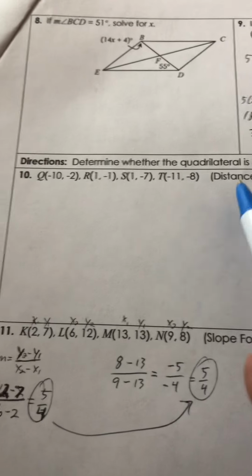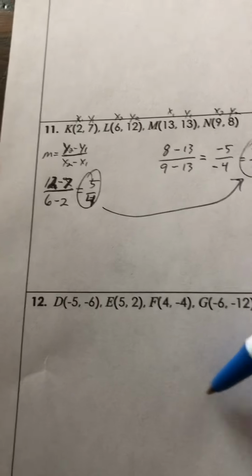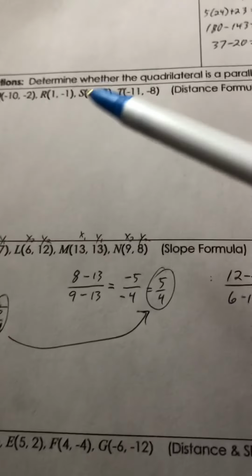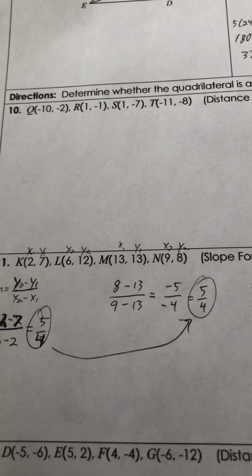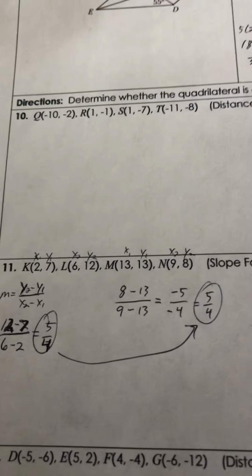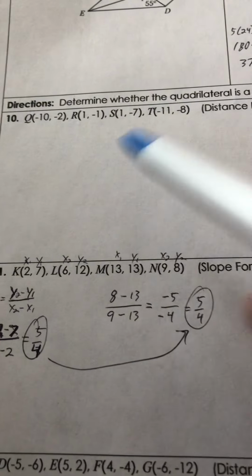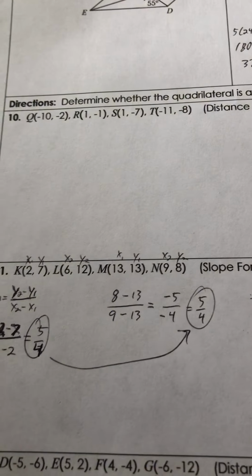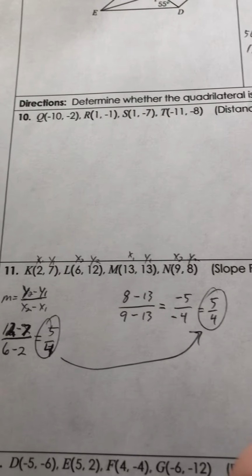For number 10, you'll need a distance formula, and you'll need a distance formula for number 12. Just Google the distance formula and you'll be able to find that, or look back in your notes and you'll be able to find that real quick and easy and use the distance formula to solve those. And try those on your own.